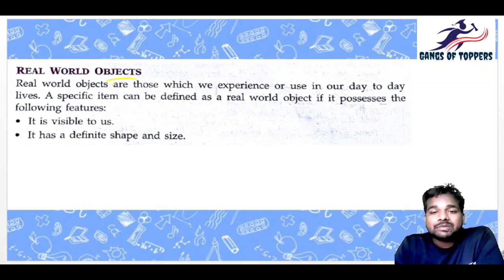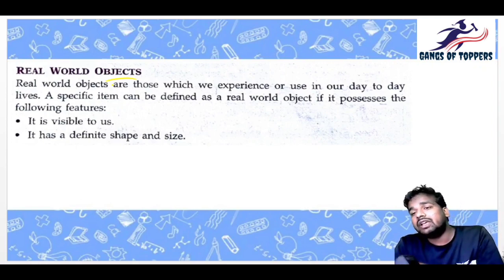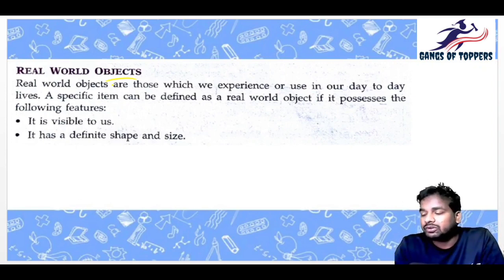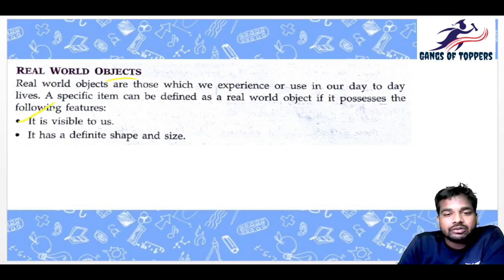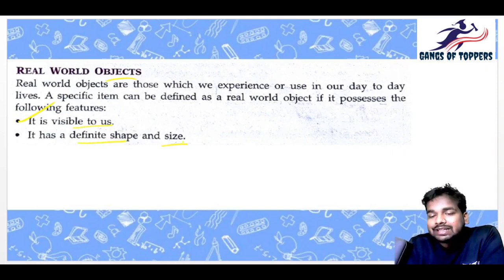Now a specific item can be defined as a real world object. Suppose we want to say that an object is a real world object. We have three conditions. The first condition is that it must be visible to us. The second is that it has a definite shape and size. Look here, this object is visible to us, and it also has a definite shape and size.